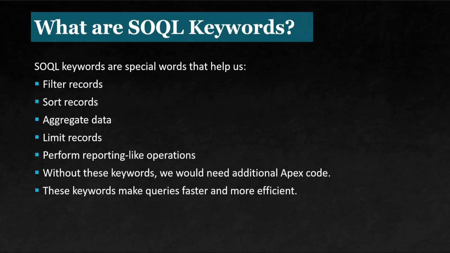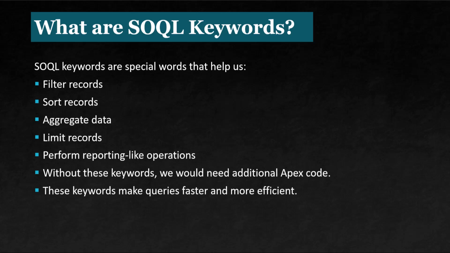Now, what are the SOQL keywords? The SOQL keywords are special words that help us to filter the records, sort the records, aggregate the data, limit the records, and then we can perform reporting-like operations. Without these keywords, we would need additional Apex code. So instead of that, we can use these SOQL keywords to filter the records. Also, these keywords make queries faster and more efficient. Now without any delay, let's get started with these keywords so that we can filter or sort the records.